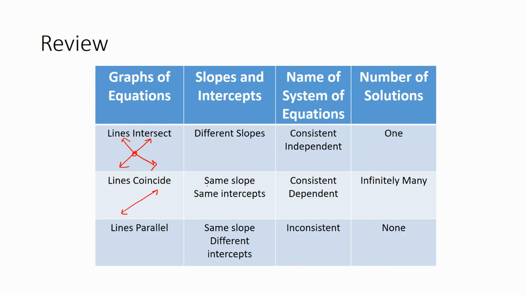Okay, and then same slope and the same intercepts. The same exact equation. Same equation. Infinitely many solutions. And then parallel lines, same slope, but they would have different y-intercepts. And we call this inconsistent.